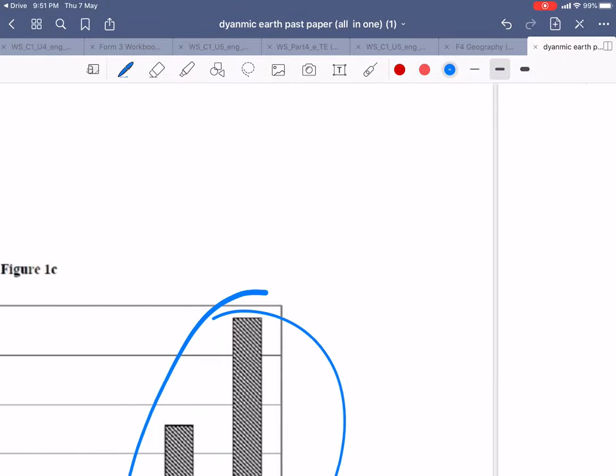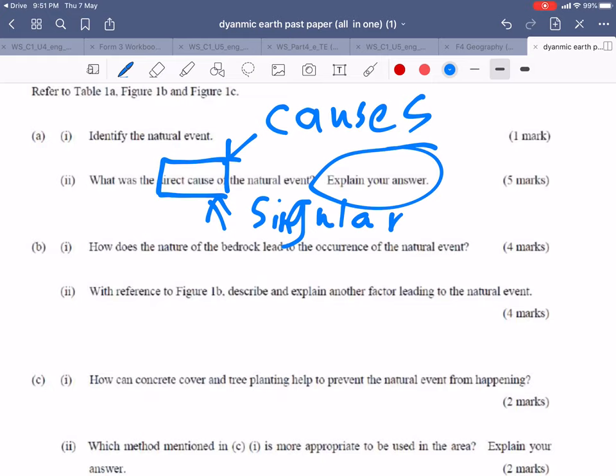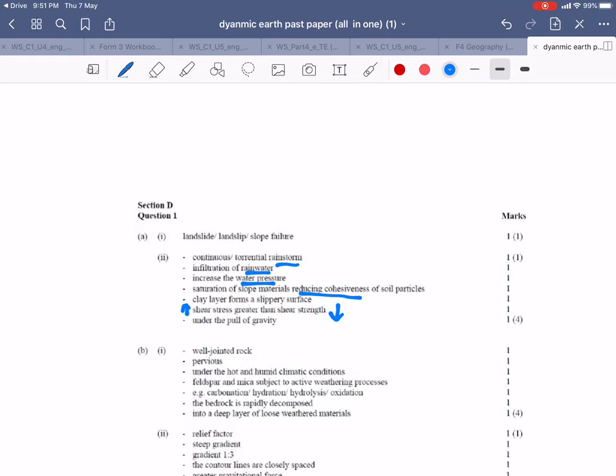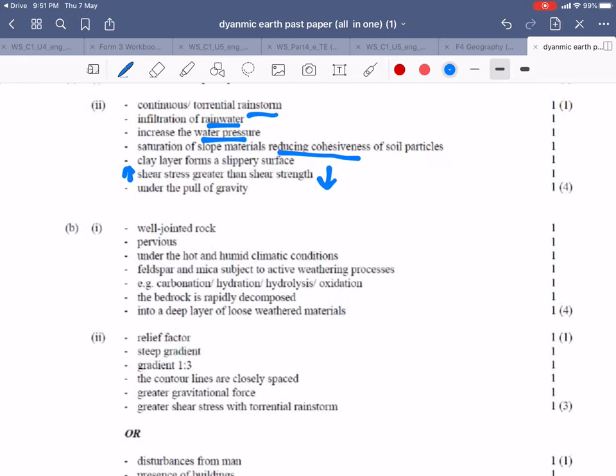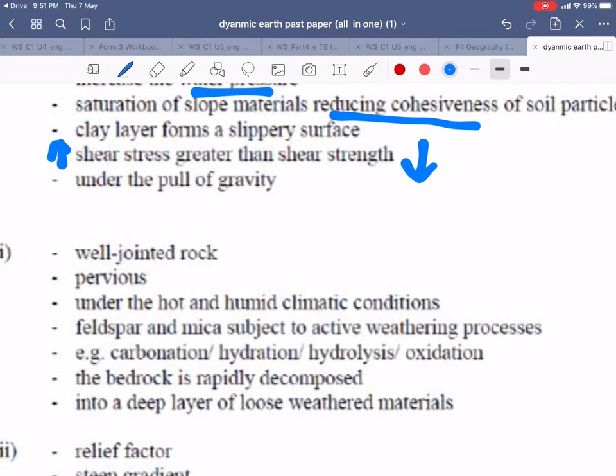Next question. What are the nature of rock? How does the nature of rock lead to the occurrence of this natural event, granite? But if you just say granite, low mark, okay, you have to tell me why the granite is more vulnerable to the landslide. This is also a piece of good question. I always love to say this, go through this question with all of you. Okay, will join the rock, more weathering, it will cause them.